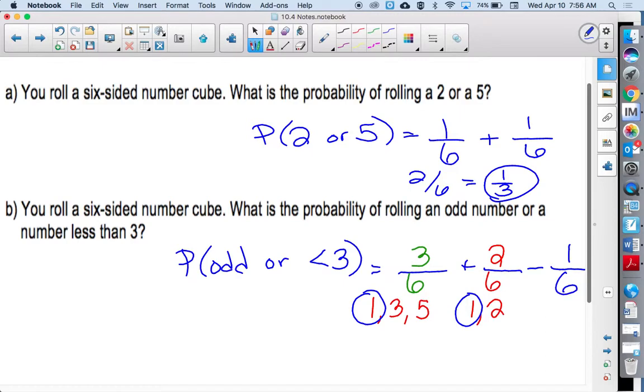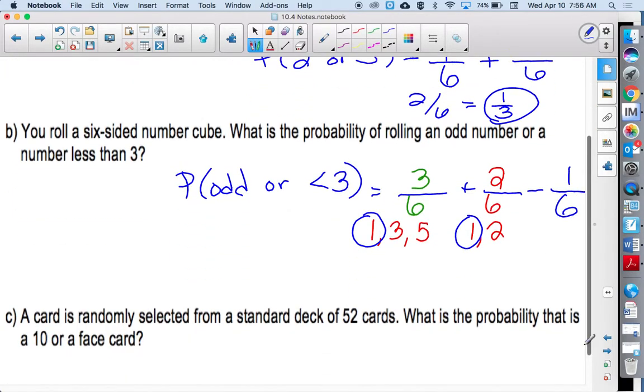So we've got the odd. We have numbers less than 3, which are just 1 and 2. But the 1 was counted twice, so we're subtracting that part. So if we look at those, we have 4/6, or 2/3. Questions? So you kind of see the difference between the two.